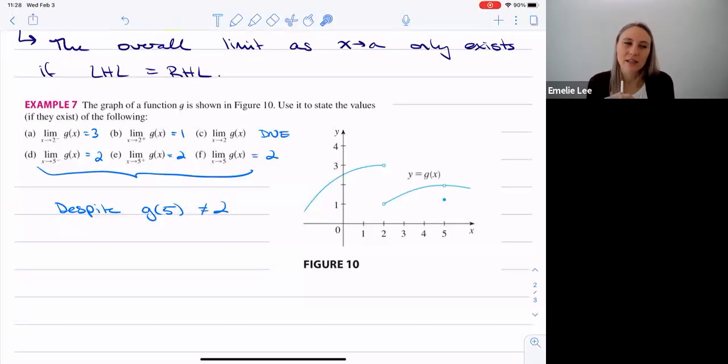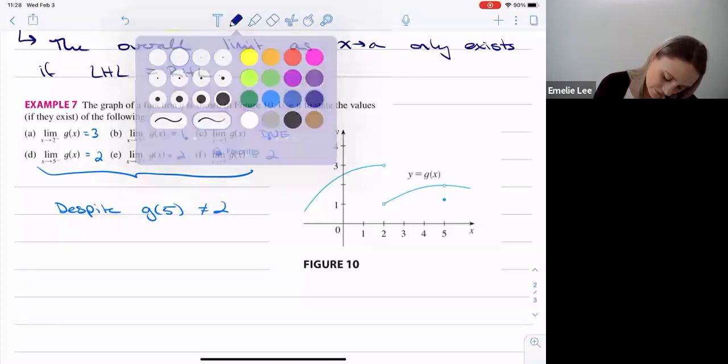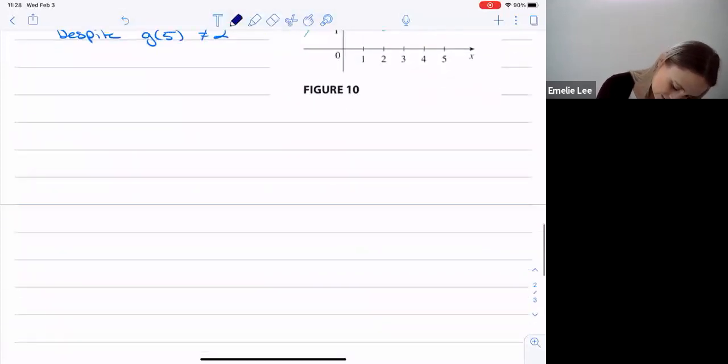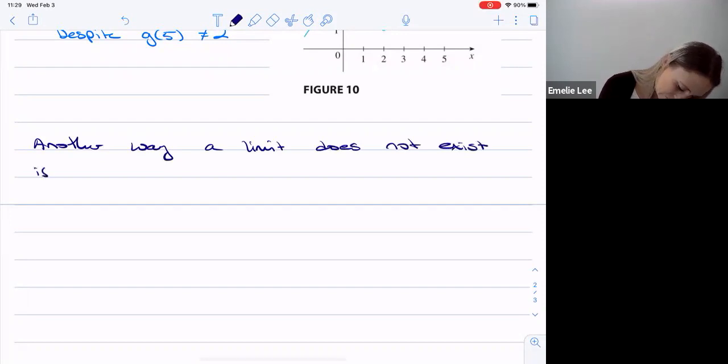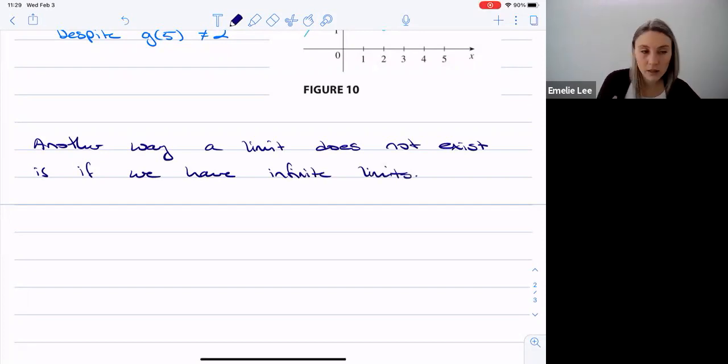Another way that limits might not exist is infinite limits. Let's see here. Another way a limit does not exist is if we have infinite limits.